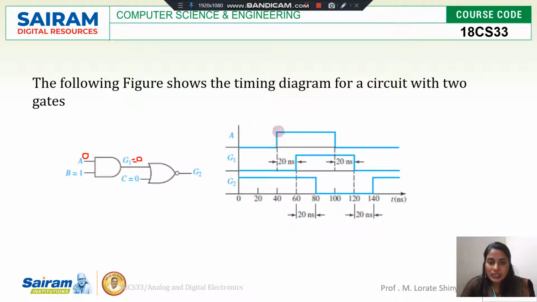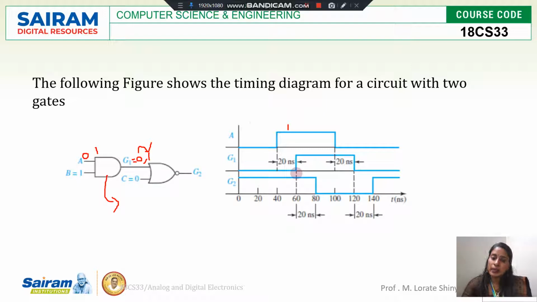Now A is changed from 0 to 1. Now A is 1 and B is 1, so G1 should be 1. See, at this location the input changed from 0 to 1, so G1 also must change from 0 to 1, but it is not changing. It is taking some time. Here 20 nanoseconds is the delay time of the AND gate.